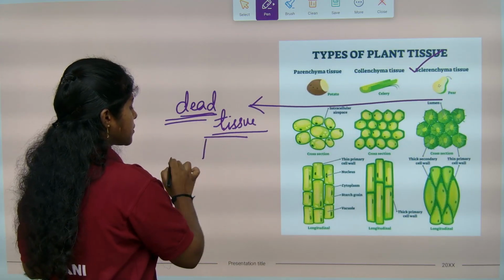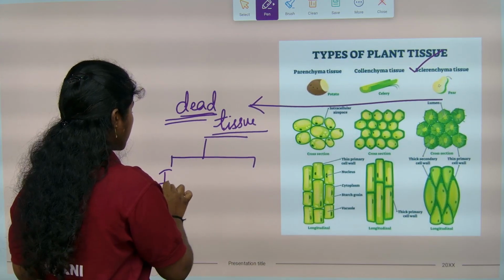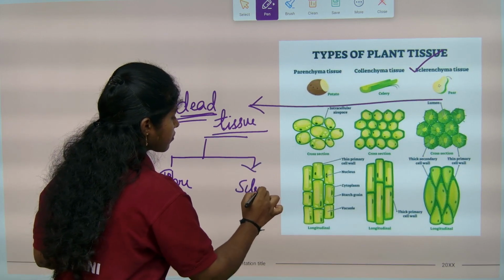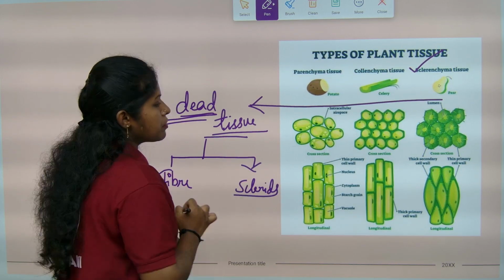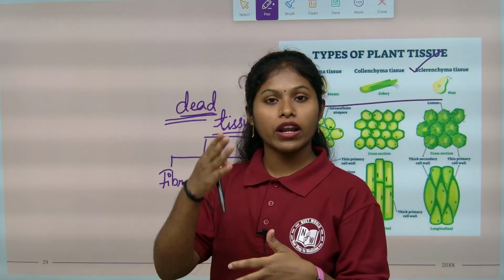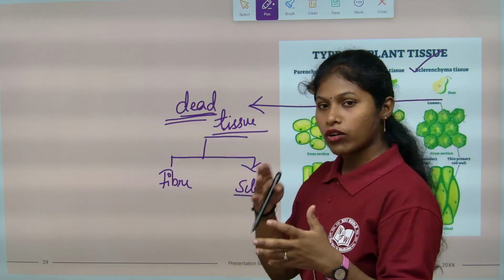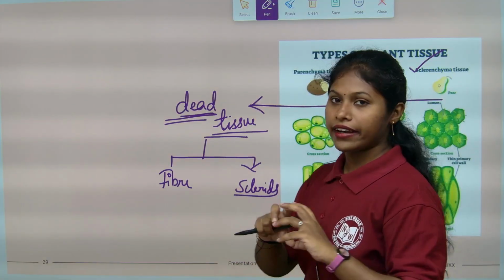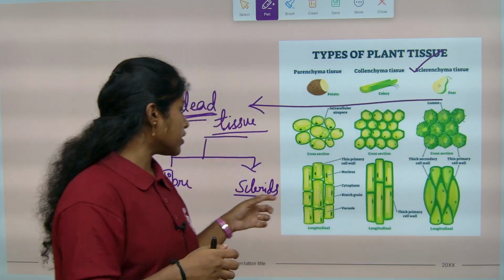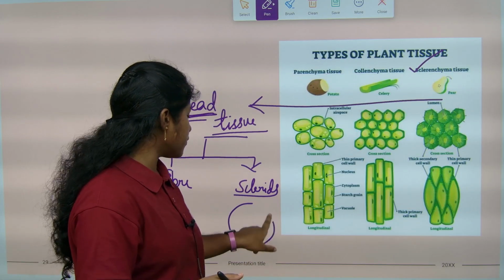There are two types. One is fibers and another one is sclereids. The fibers are narrow, elongated structures. The sclereids are wide. They are not narrow structures, they have widening. So they have a greater width.